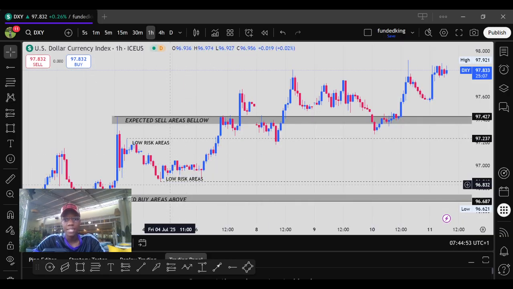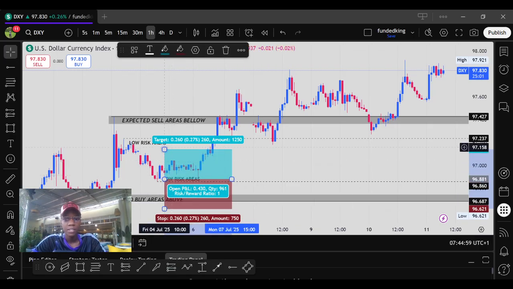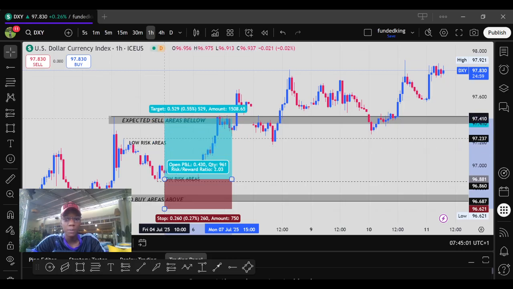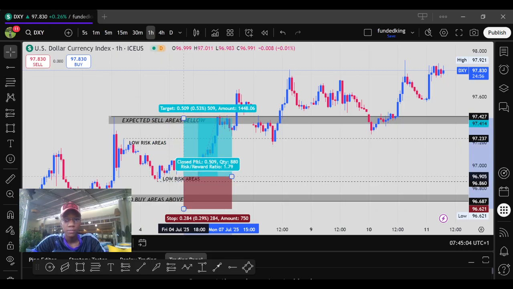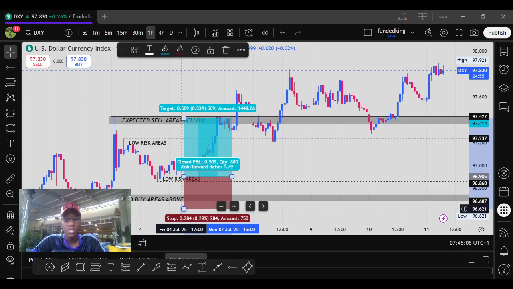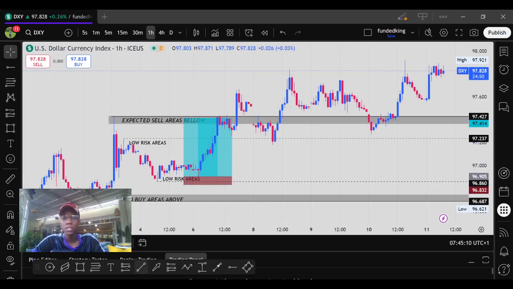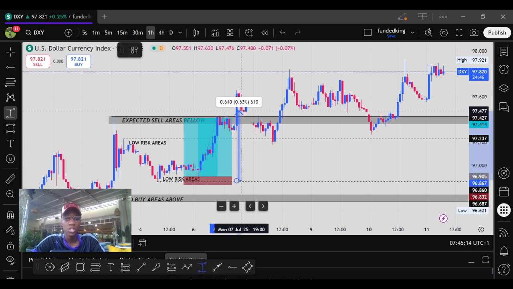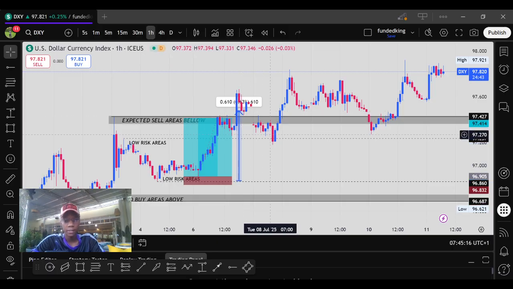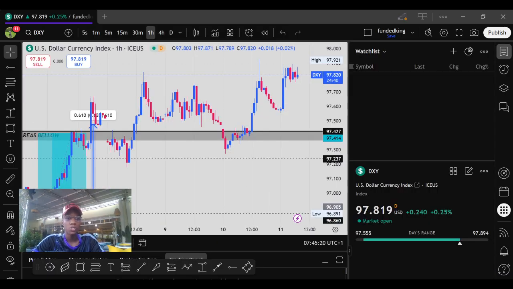Over the weekend, they respected our low risk area, which gave us a probably bullish move to an extent, and gave us some pips. When you look at it carefully, it was respected highly. So at the moment it means we are bullish according to the setup we had previously. It means we are bullish on DXY. So if we are bullish, then what should we do?